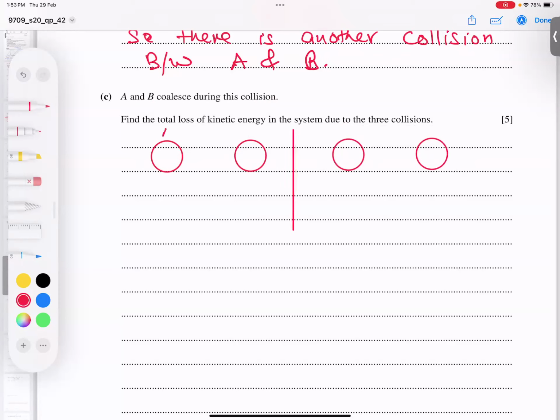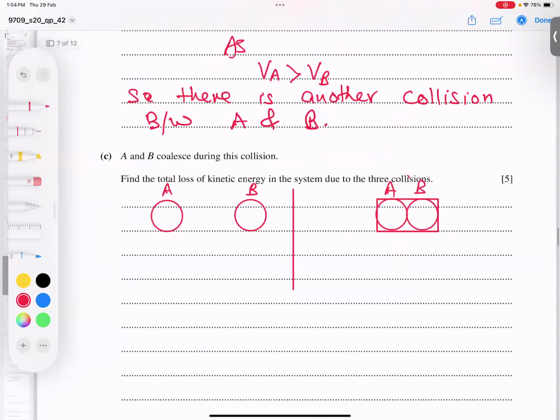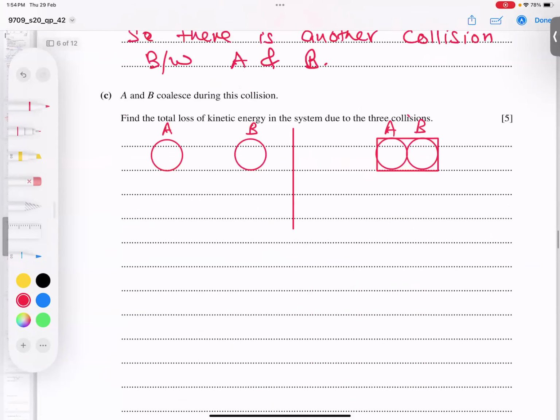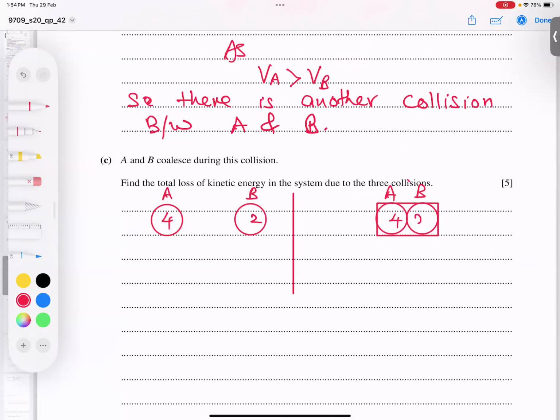Again, this is A, again B, again A and B, but there is a coalesce. It means they will become the same particle. This A and B will go together, and I will put them in one block, like that they are going together. I believe this part is very clear. What is the mass of A and B? A mass, I think 4, B is 2. So 4 plus 2 becomes 6 here. Or I can write here directly 6 also, no problem.